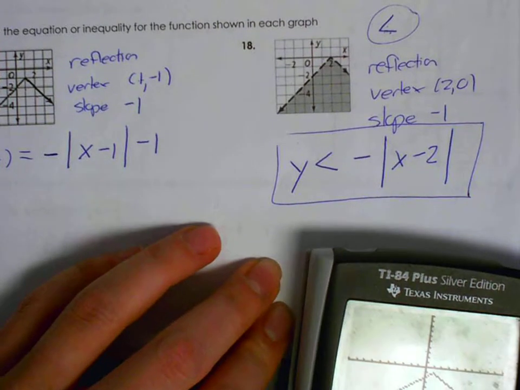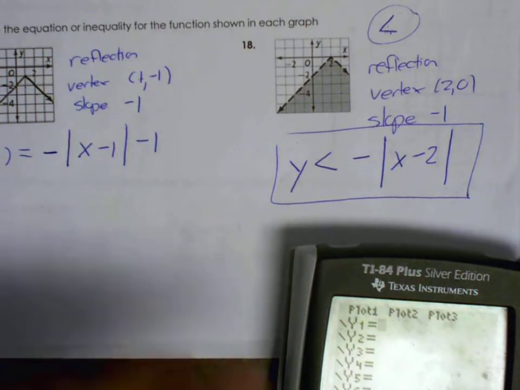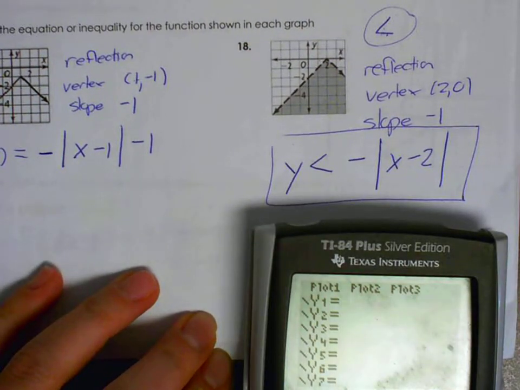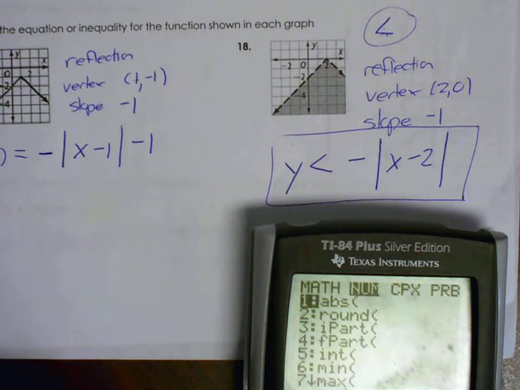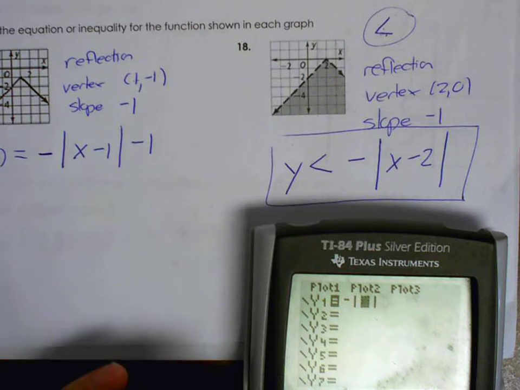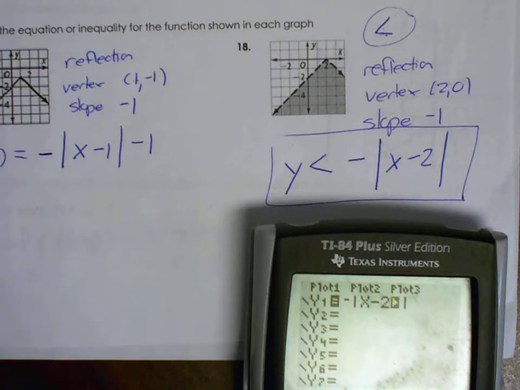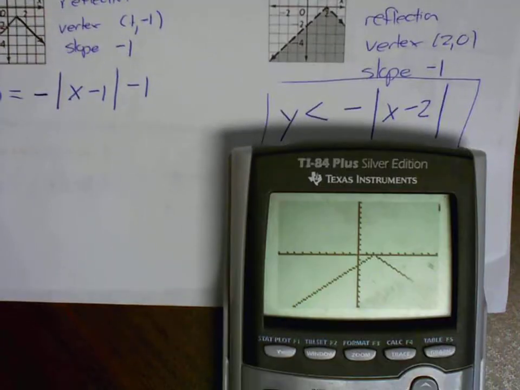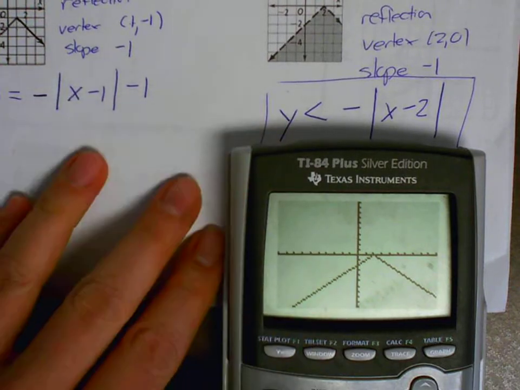And again, you could check this one on your calculator. It's going to be negative absolute value x minus 2. Hit graph. Now it's not going to do your shading or line for you right now, but at least you can see, hey, I've got the right graph.